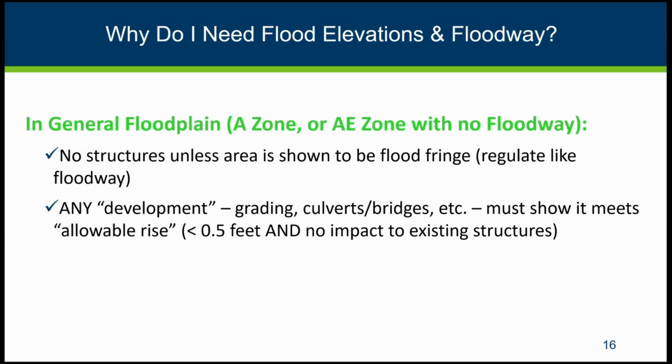In a general floodplain, so say an A zone or an AE zone that doesn't have a floodway, it's important to note that no new structures can be constructed unless the area is shown to be flood fringe. So even though there isn't a floodway in an A zone, we regulate them as though there is. And similarly, for development of any kind, so not structures, but grading, culverts and bridges, etc., those must show that they meet an allowable rise. Again, that's no more than 1/2 foot rise and no impact to existing structures.